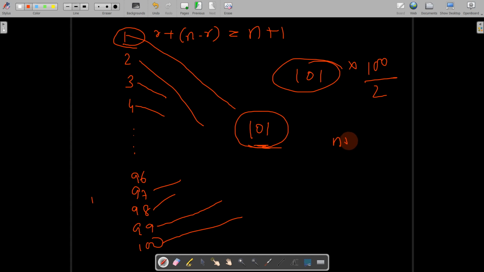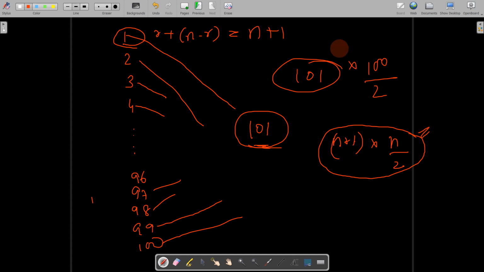Okay. And n plus 1, how many times are you adding? You have to add n plus 1 as many times as pairs are being formed. And how many pairs are being formed? Total n numbers are there, and half of them will be the number of pairs. So this is the formula for the sum of n natural numbers. I hope you got how this is coming.